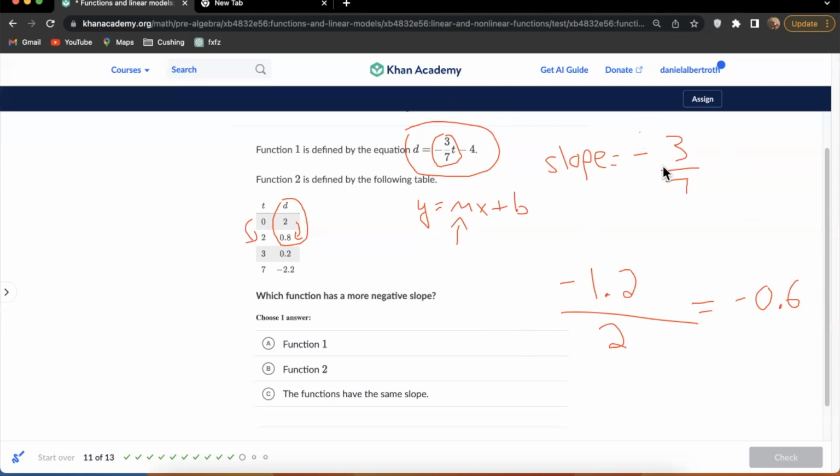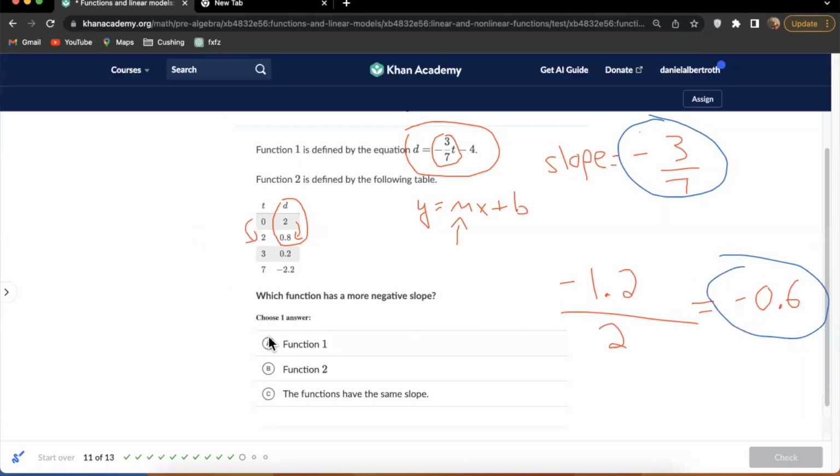Which one is more negative? -0.6 is not even -1/2, so this is going to be more negative. The -0.6 is more negative, so that one will have the more negative slope. So we'll say function 2.